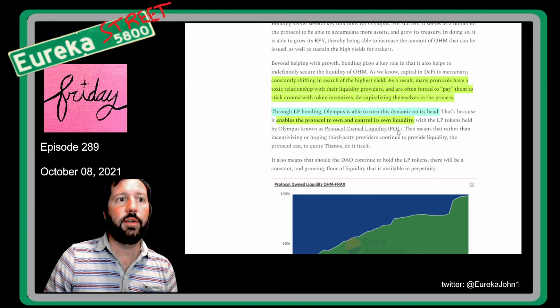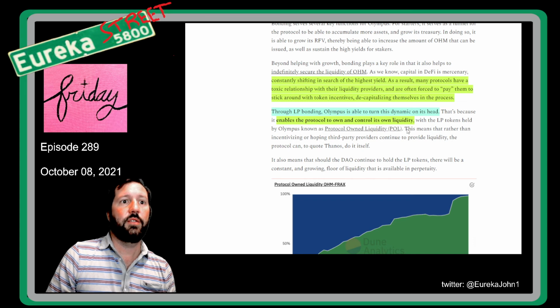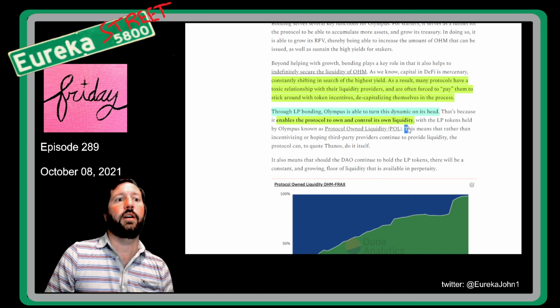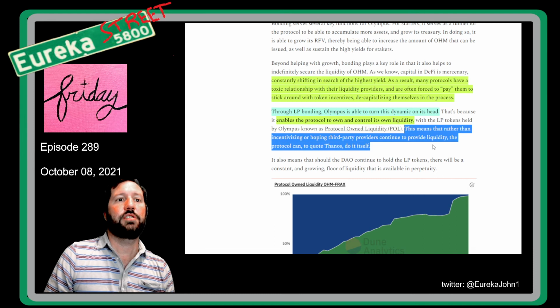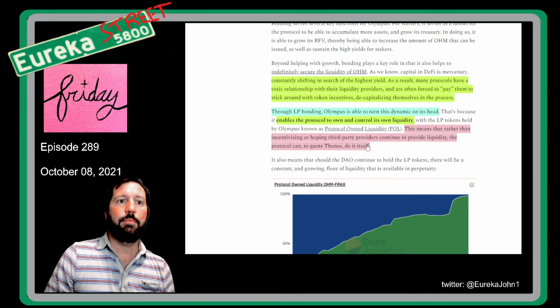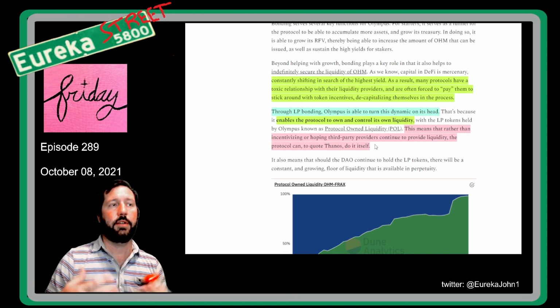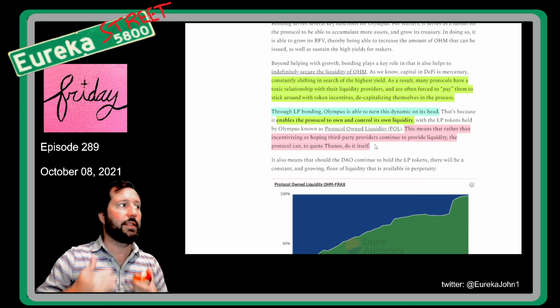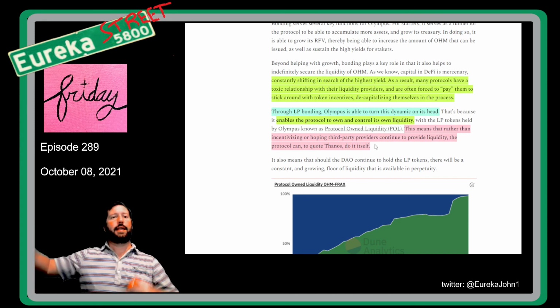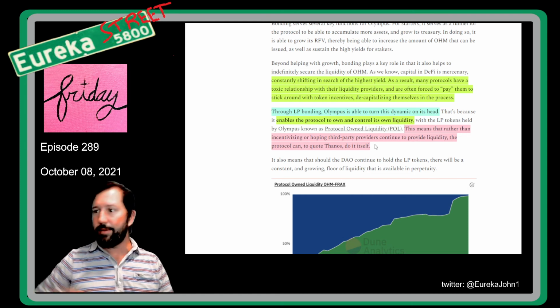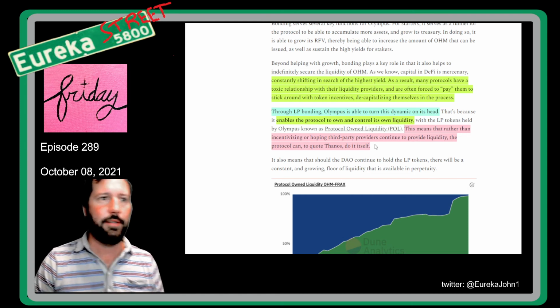So with liquidity pool tokens held by Olympus, known as the protocol owned liquidity, the POL, that I didn't know what was earlier, this means that rather than incentivizing or hoping third-party providers continue to provide the liquidity, the protocol can do it, to quote Thanos, itself. So rather than depending on these random schmoes that you don't know to keep on providing that liquidity, the Olympus DAO, the protocol, owns that liquidity. So you don't have to worry about that liquidity deciding, well, time to get on out, hit the road, I see better liquidity over there, or better returns over there. Nope, that's not going to happen.